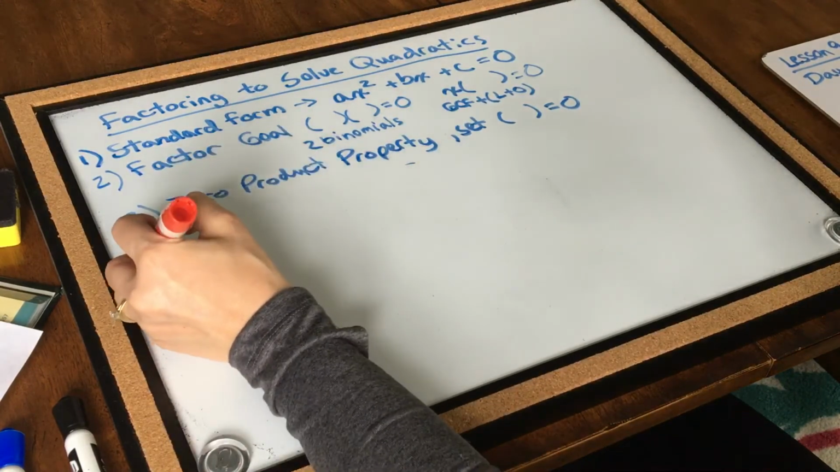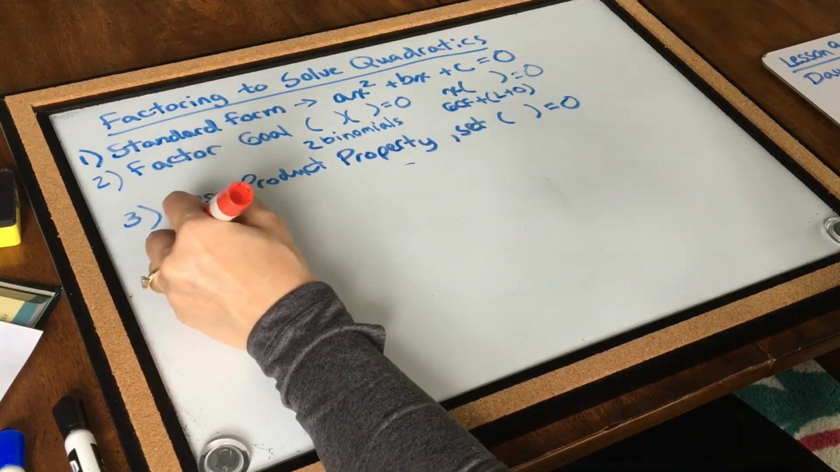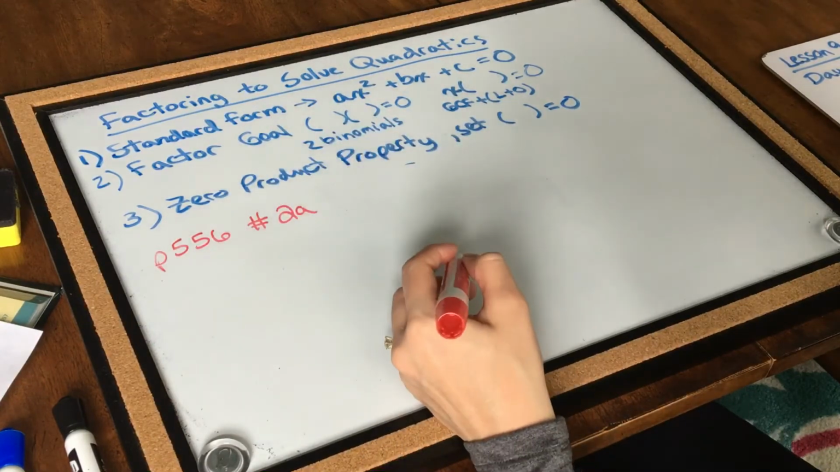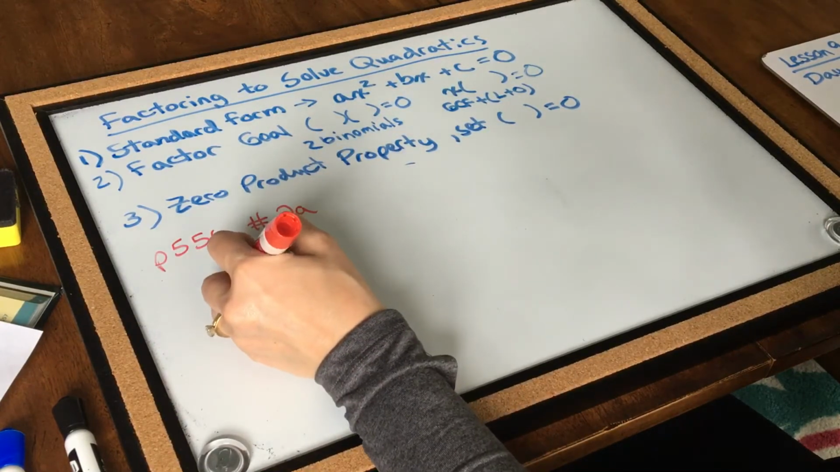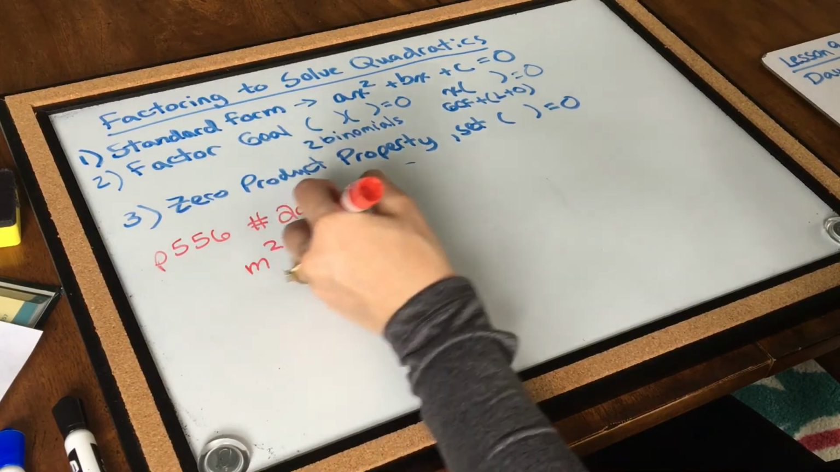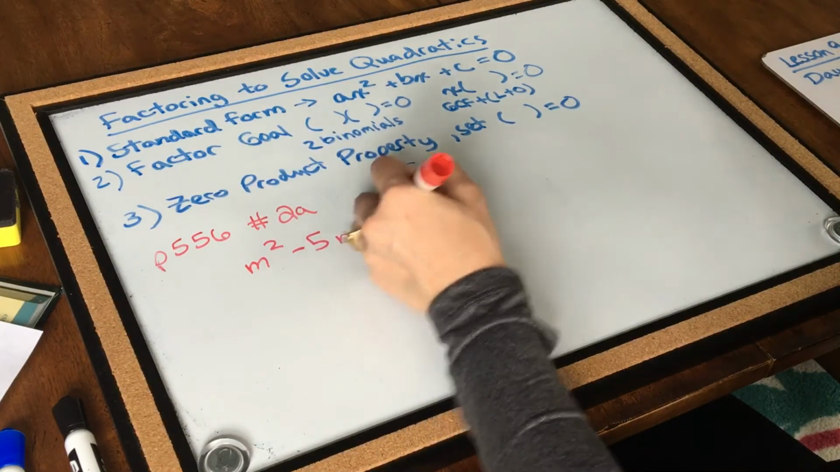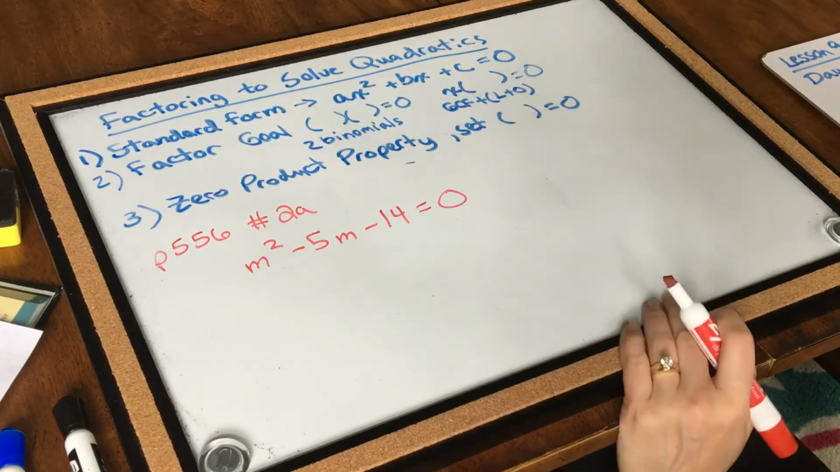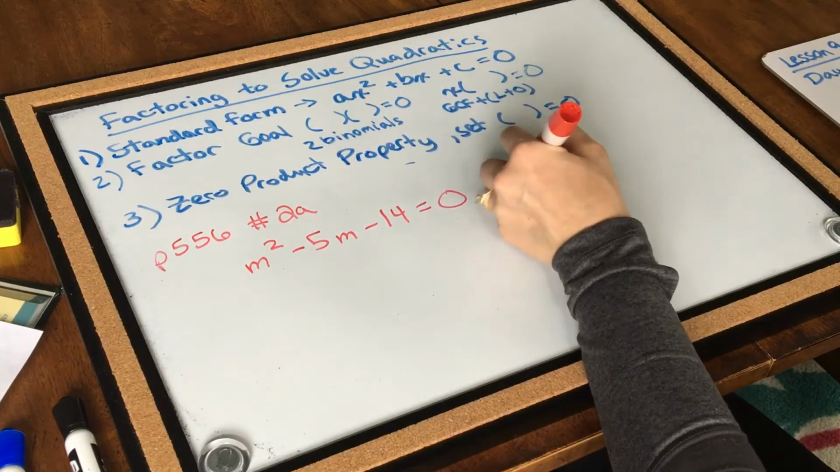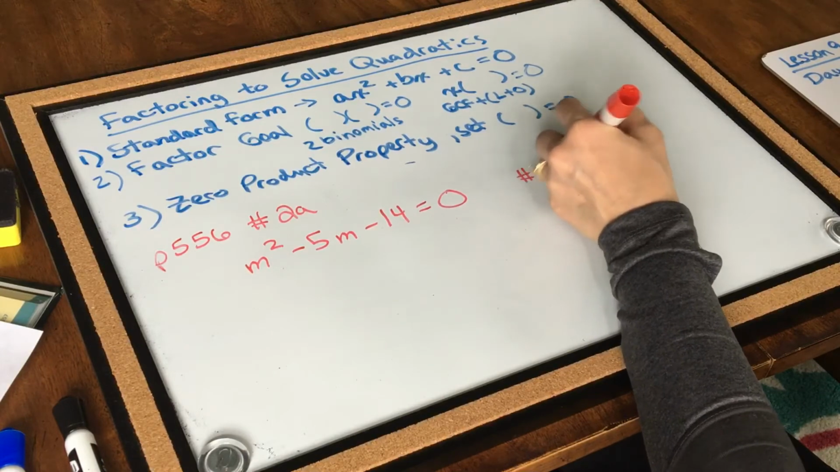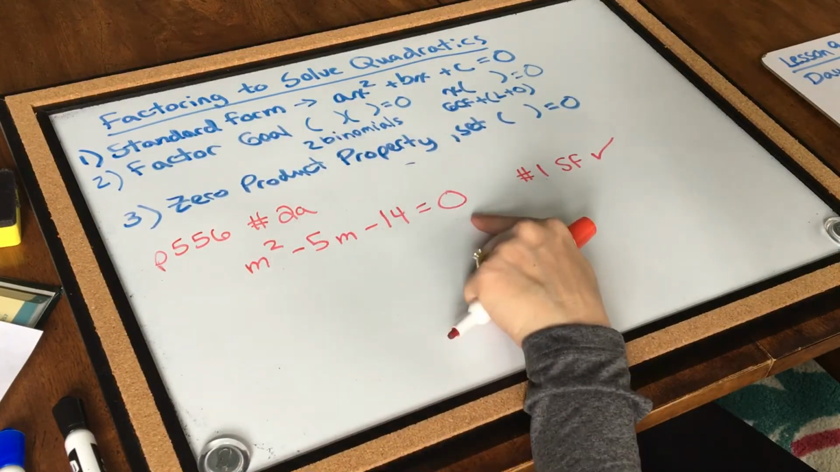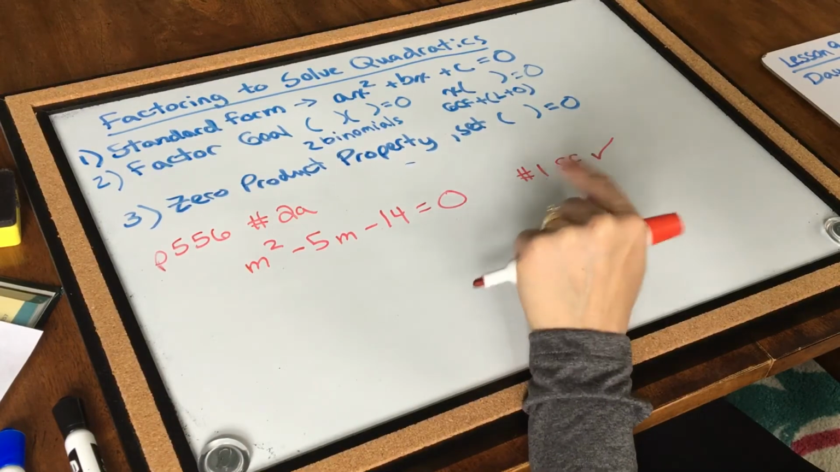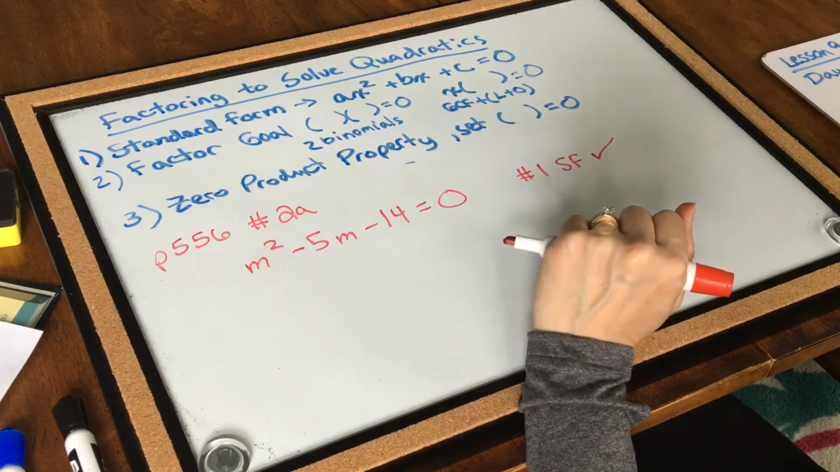Okay, let's try the got it check. So we were on page 556 and we were doing number 2A. 2A was m squared minus 5m minus 14 equals 0. Okay, so the good news is step number 1, which was standard form, check. It's already in standard form. I have my trinomial and it equals 0, so I'm set to go. I don't have to do anything special there.